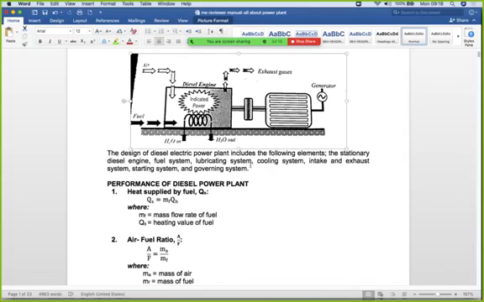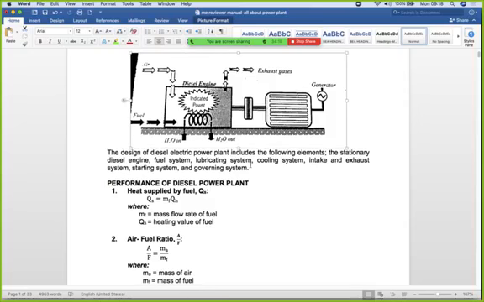Oh yes. So these are the parts of. Excuse me.